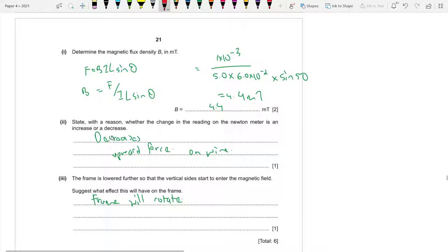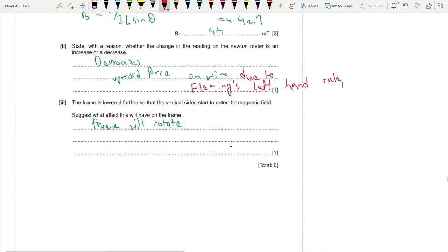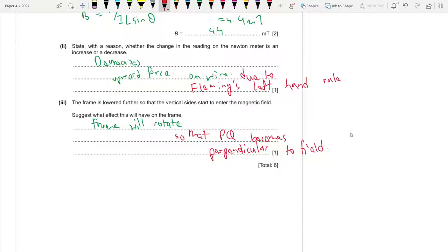Why does the upward force on the wire occur, due to Fleming's left hand rule? Okay, and the frame will rotate so that PQ becomes perpendicular to the field.